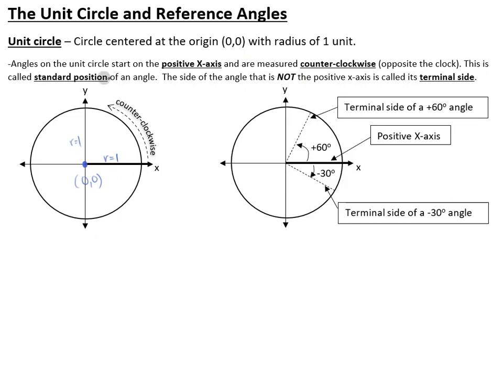Okay, so when we measure angles on this circle, we always start here on the positive x-axis, so on the right-hand side, and angles are measured counterclockwise, meaning the opposite of the clock. So for a 60-degree angle, I would start from here and go 60 degrees, and then we draw a side that connects to our circle. That would be a 60-degree angle on the unit circle.